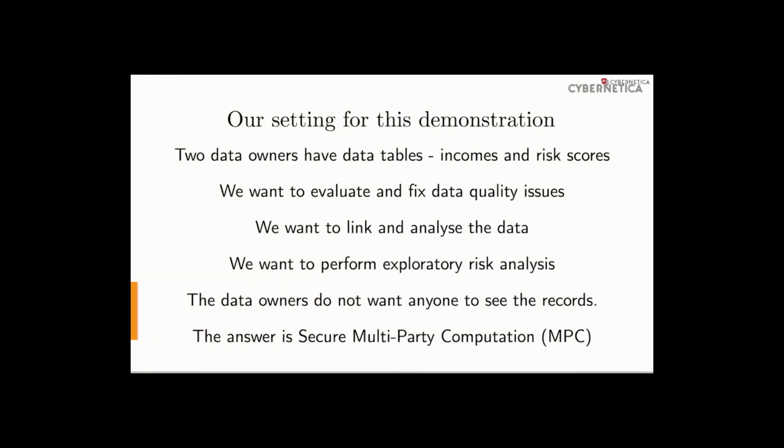For this demonstration, our setting is that two data owners have two data tables. One of them has an incomes table and another a risk scores table. Both have names and dates of birth. We would like to evaluate and fix data quality issues on the tables. We would like to link and analyze the data and perform exploratory risk analysis. However, we do not want the data owners to have to show their records to anyone else because they wouldn't want to. The answer is secure multi-party computation.